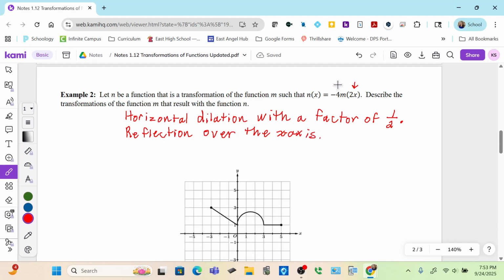The 4 tells me that I'm going to have a vertical dilation with a factor of 4.